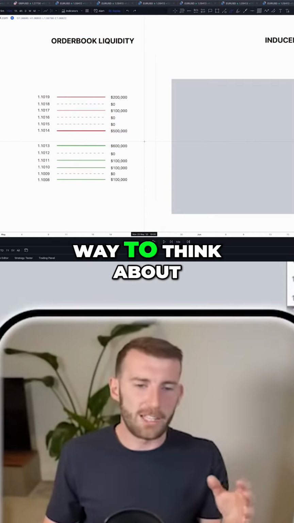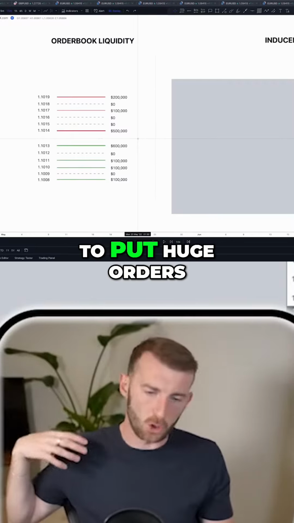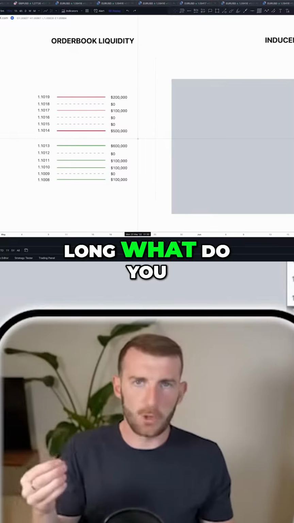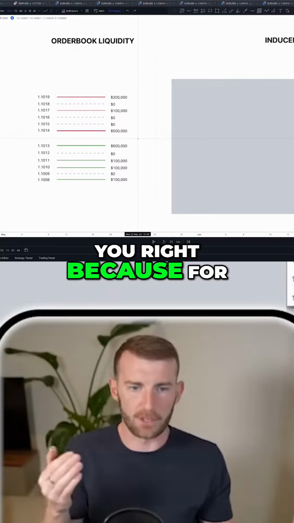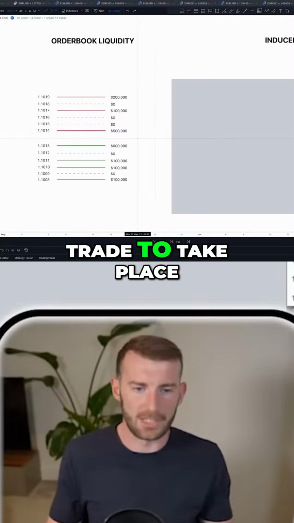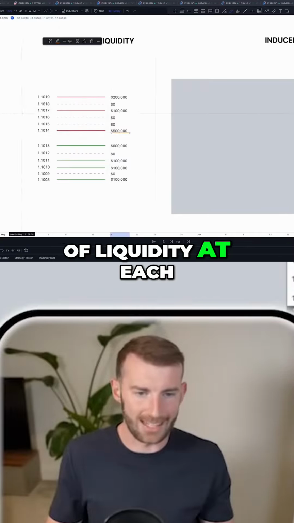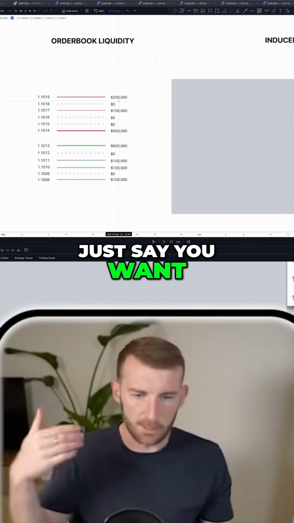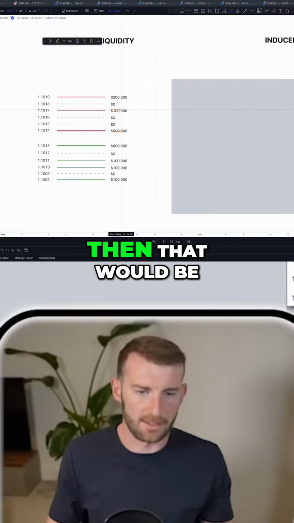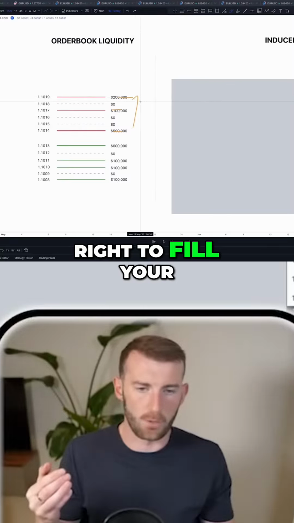The easiest way to think about this is to imagine for a minute that you are a massive institution and you need to put huge orders through the market and you want to get long. What do you need? You need people who are selling to you, because for every buyer there must be an equal seller for a trade to take place. Imagine this was the order book, where you can see the amount of liquidity at each price level, and let's say you wanted to put $700,000 long through the market. There's only 500,000 at this level, so that would be 600,000 filled. Price would have to jump all the way up to here to fill your order.